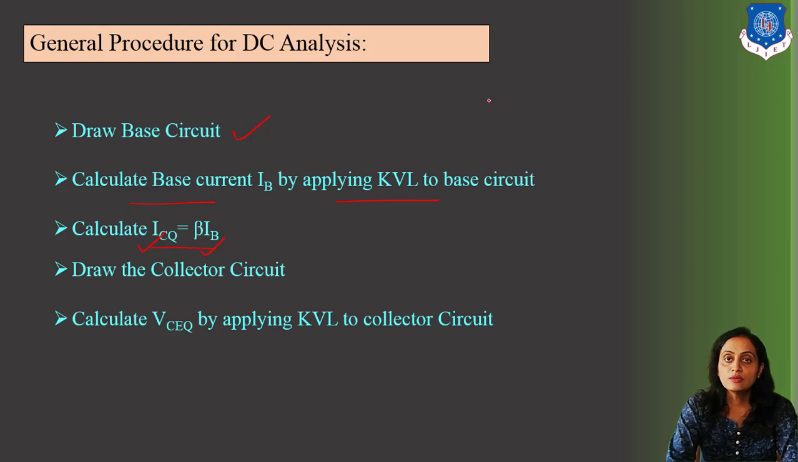We had seen in the previous video of this chapter that the quiescent point coordinates are VCEQ and ICQ. So ultimately we want the collector to emitter voltage and the collector current. So what we are doing is first calculating IB, that is the base current. From that we are calculating IC, and then we are calculating the VCE.